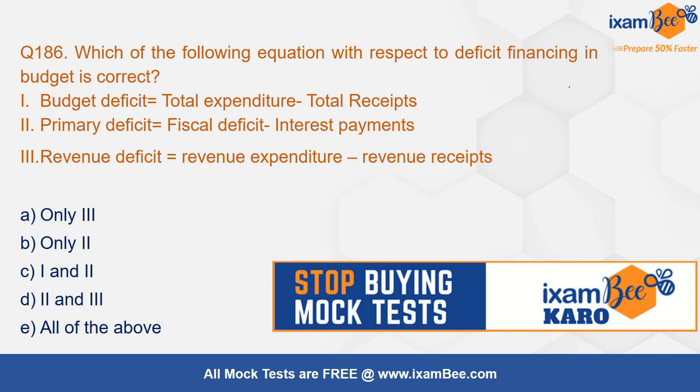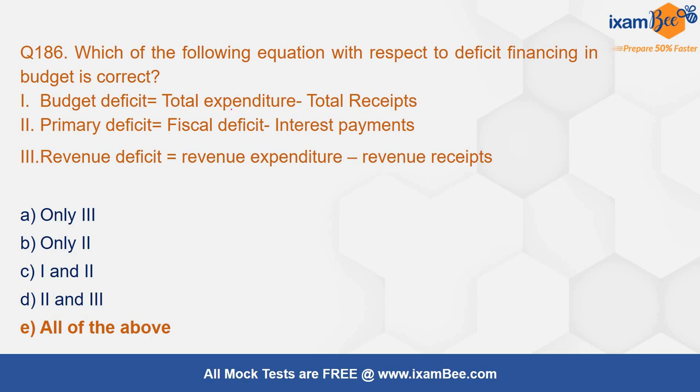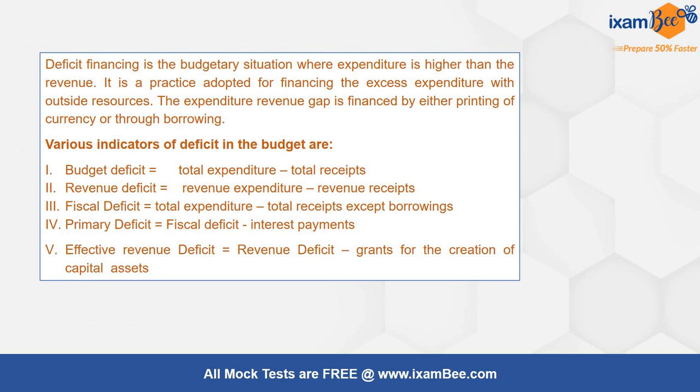Which of the following equations with respect to deficit financing is correct? You have to know basically what is budget deficit, primary deficit, revenue deficit, and the correct answer here will be all three, because budget deficit means total expenditure minus total receipt. Primary deficit is fiscal deficit minus interest payment. So interest payment, whatever borrowing government has to pay interest on that. So after your fiscal deficit, interest is removed, so it is becoming primary deficit. And revenue deficit, as the name suggests, is revenue expenditure minus revenue receipt.